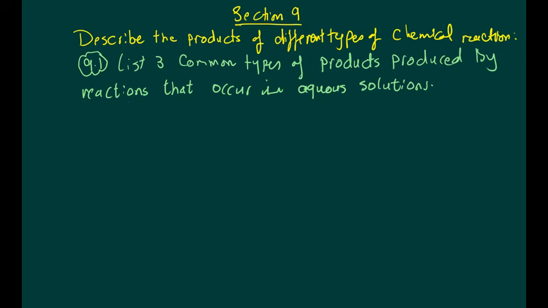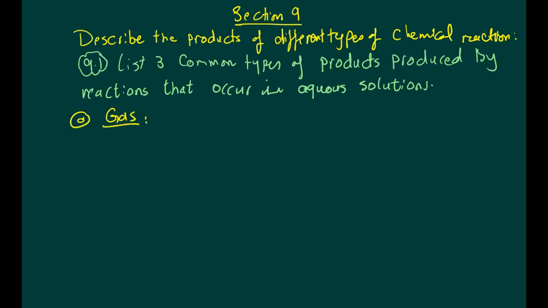In section 9, you are going to describe the products of different types of chemical reaction. KPI 1 is to list 3 common types of product produced by reactions that occur in aqueous solution. Let's take example 1, a reaction which involves production of a gas.